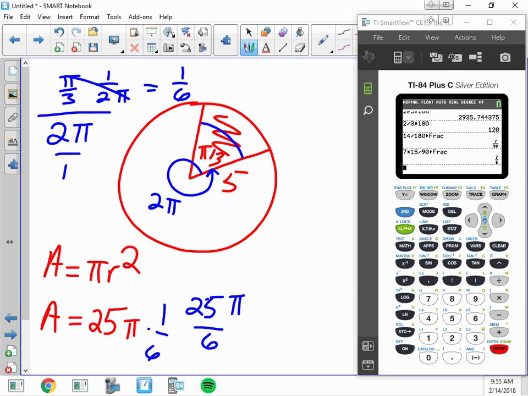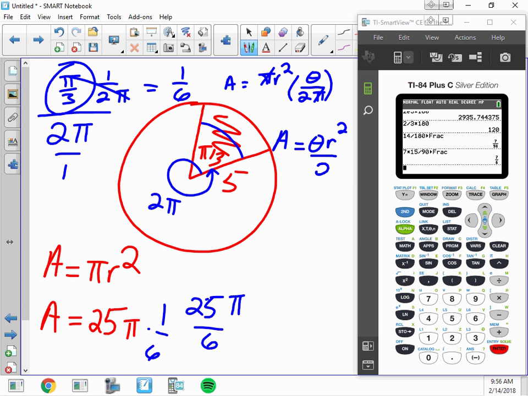Okay, now let's come up with the formula. So all we did is I took the area formula, pi r squared, and then I multiplied that by my theta divided by 2 pi, right? My angle divided by 2 pi. What happens when I do that? The pi's cancel, and I get the area is theta r squared over 2.